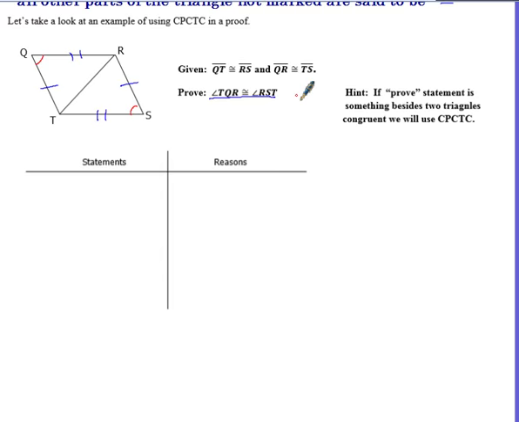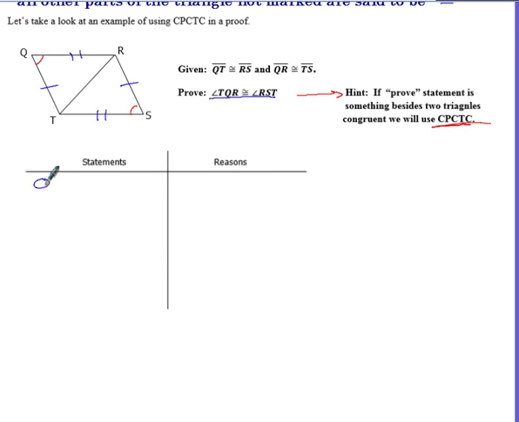And so I wrote a little hint over here for you that if your prove statement is something besides two triangles congruent, meaning if it's an angle or a segment are congruent, then we have to use CPCTC. So if you don't see a triangle here, then you're going to use a CPCTC. So let's take a look at what this proof looks like.